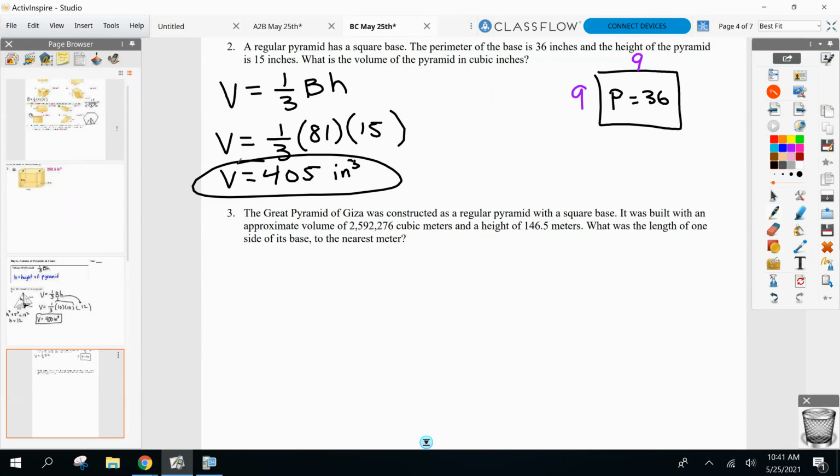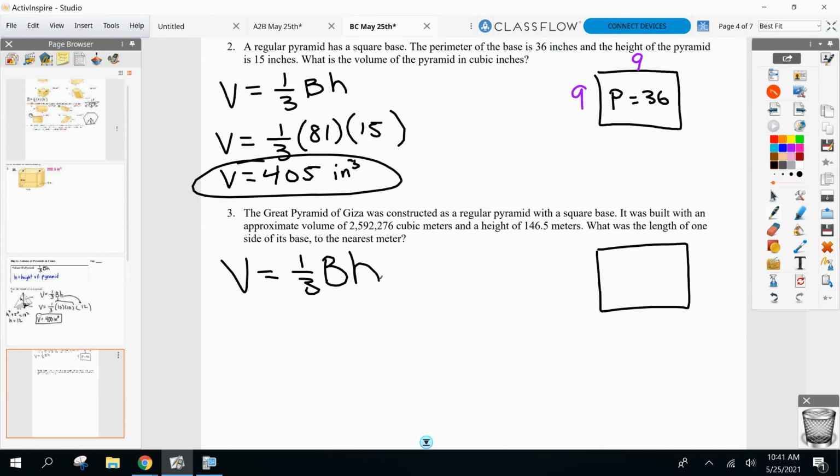Wow. 2.5 million cubic meters and a height of 146.5. What's the length of one of the sides of the base? Well, it's got a square base. I'm given the volume, so why don't we use the volume formula? 1/3 area of the base times the height.